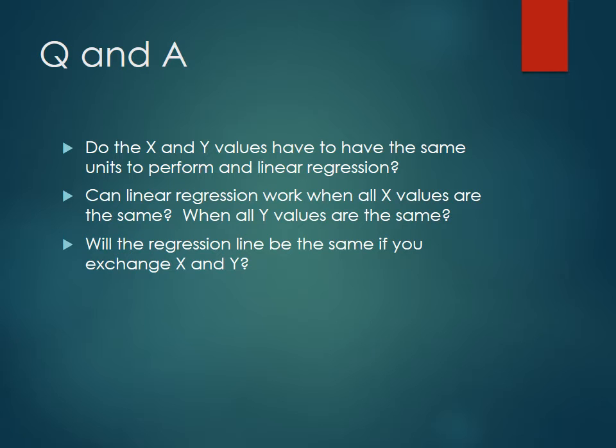And then, will the regression line be the same if you exchange x and y? Yeah, so remember when we're doing linear regression, you cannot change the x and y variable, because what you're trying to do is say what best predicts y from x. If you try to flip that, then all of a sudden your line is going to change, unless the values were exactly the same, causing basically a straight line.